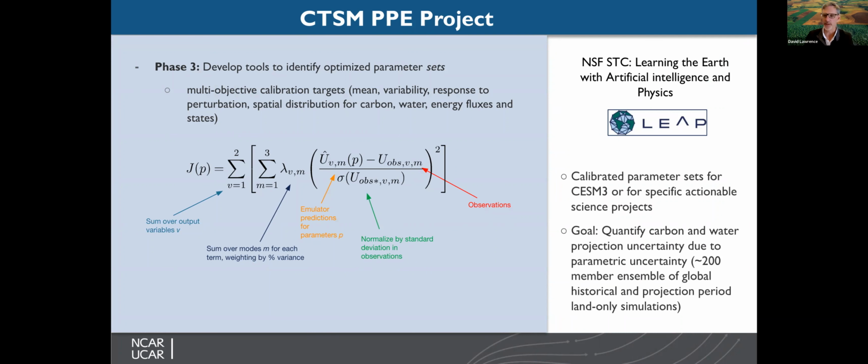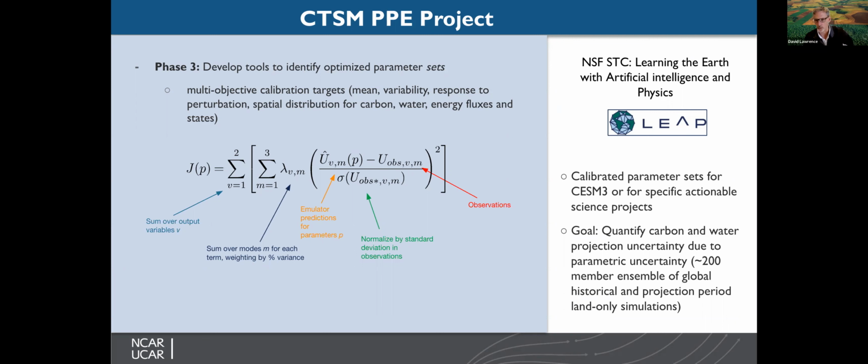So in the end, we're hoping to have calibrated parameter sets for CESM3, one or probably several calibrated parameter sets, and we'll see if we get there. We're trying to finalize CTSM6 somewhere near the summer of next year. So we don't have a ton of time to try to make progress on this, but we're hoping to have at least some calibration going on within CLM6.